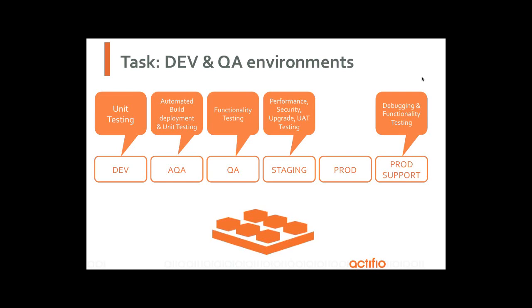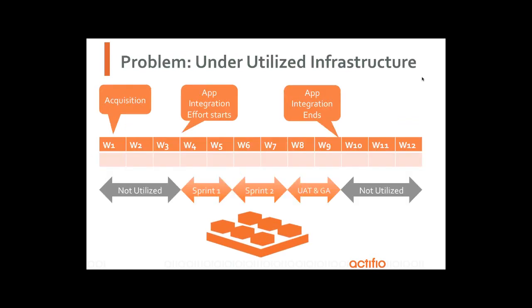For example, typically the development phase goes through unit testing, and then automation QA, the build happens, and then the build gets checked in, and then the functionality testing is offered, and then it comes into a staging environment. This is where performance, security, upgrade, and UAT testing happens. Then it's rolled out in production. And finally, of course, production support happens, that's where any bugs coming out of the production systems are debugged and patched for functionality testing.